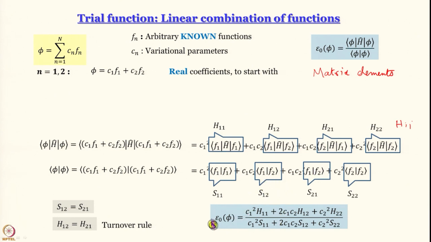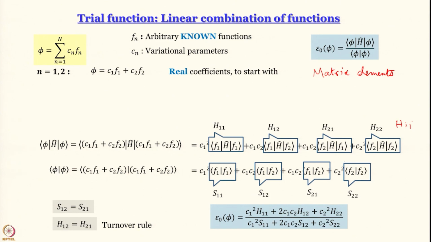Okay, I will just say that once again. What I am trying to do is write an expression for epsilon 0 phi. While doing that, I am simplifying it and we are writing this expression here. I get C1 square multiplied by H11 plus C1 C2 multiplied by (H12 plus H21) in brackets. Since H12 and H21 are one and the same, I can write 2 C1 C2 H12, and the last term is C2 square multiplied by H22.